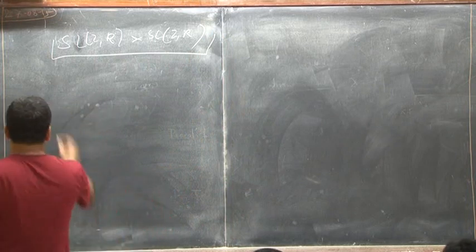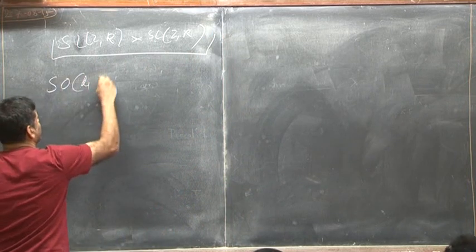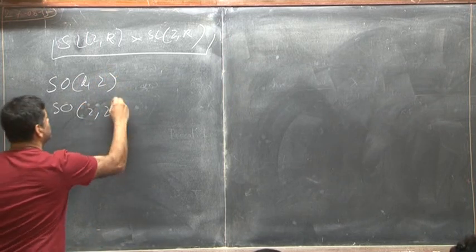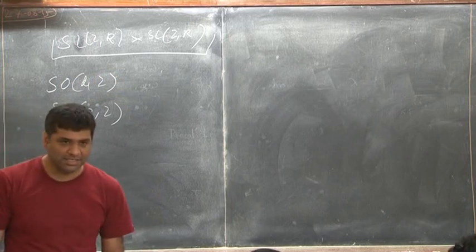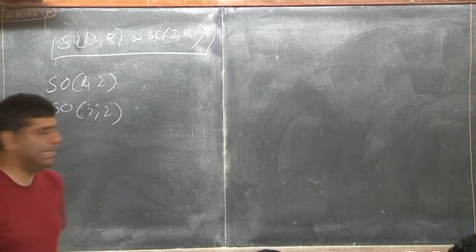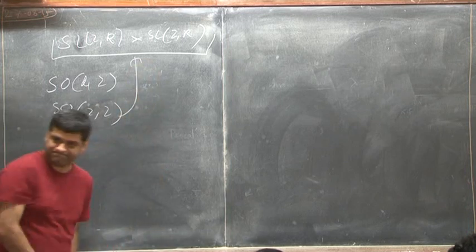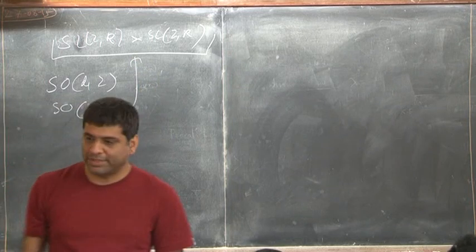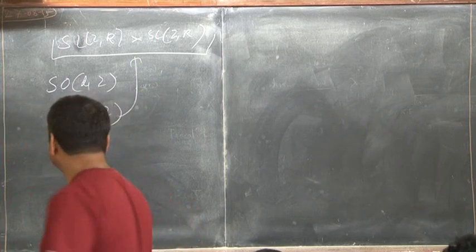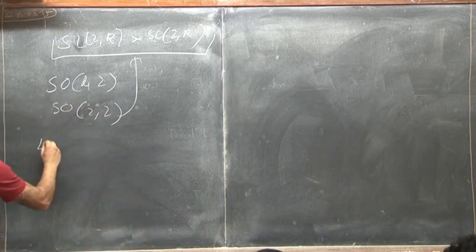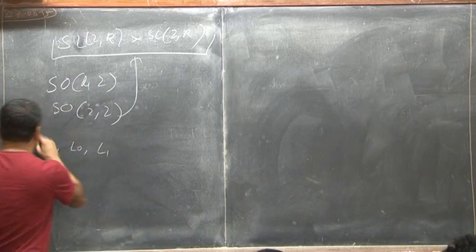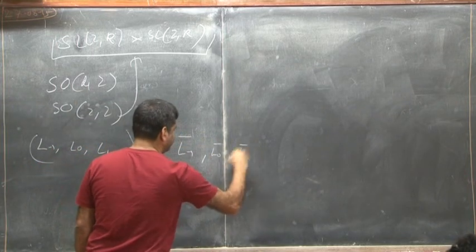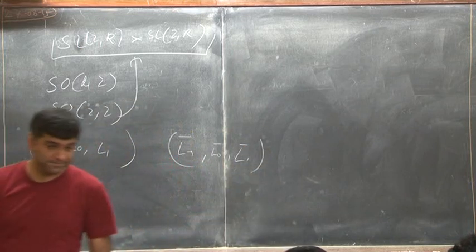In general dimensions d, the conformal algebra is SO(d,2). If you set d equals 2, this is SO(2,2). And just like SO(4) is SU(2) times SU(2), SO(2,2) happens to be SL(2,R) times SL(2,R). Now, in the language that we are used to in higher dimensions, what are the various generators of this SL(2,R)? There was L minus 1, L0, L1, and L minus 1 bar, L0 bar, L1 bar. These are the various generators.